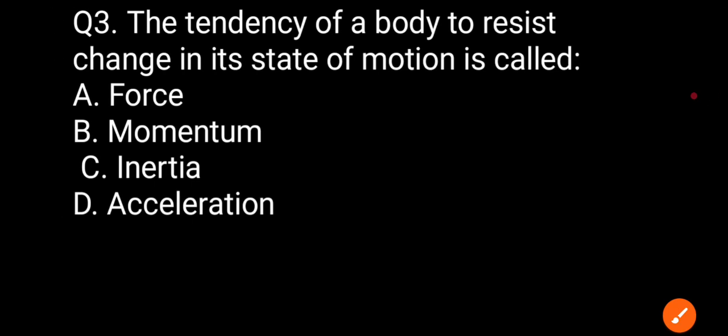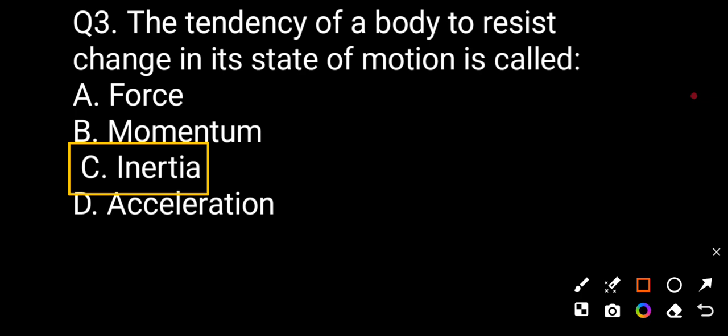Now question number 3. The tendency of a body to resist change in its state of motion is called: option A, force; option B, momentum; option C, inertia; option D, acceleration. Again, the tendency of a body to resist change in its state of motion is called inertia. So option C is correct.